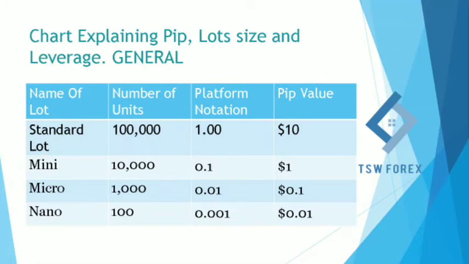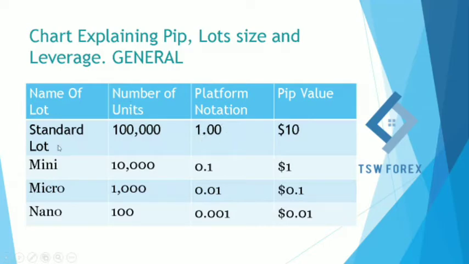So here we have a graphical representation of standard lots, what is lots, number of units, how it is represented on the platform, and the value that it has in pips. So we're going to look at pips, lot size, and leverage in general. So a standard lot, which we know is 100,000 units. On the platform that you're using to trade, normally you will see it as volume. So you will put 1.00. That's the quotation that we use for it.